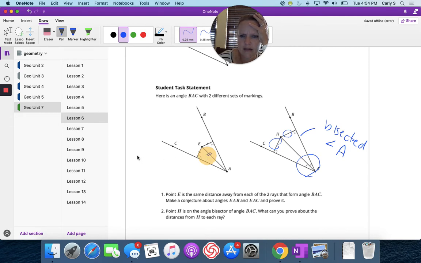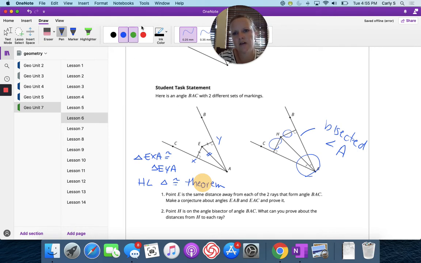I know that triangle, I need to name this X and Y. Triangle EXA is congruent to triangle EYA because of the hypotenuse leg triangle congruence theorem. Okay, it's the hypotenuse and one leg of a triangle is congruent to the hypotenuse and one leg of the other triangle. So therefore, those are congruent.